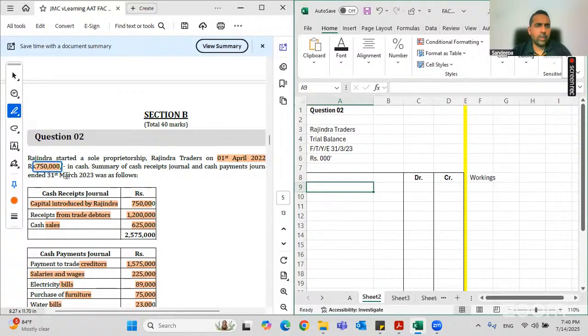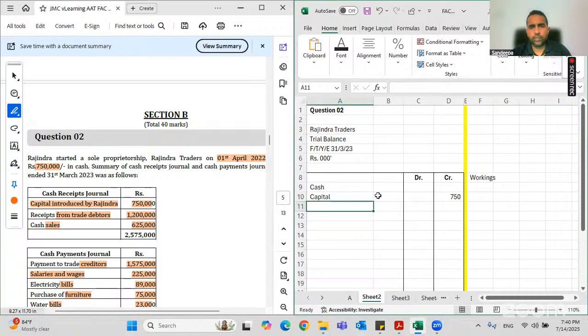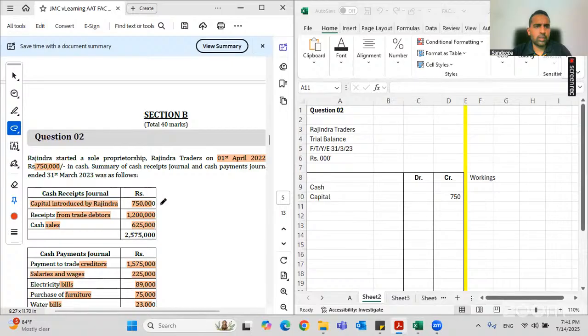First, they are saying Rajendra started the business by investing 750 cash. What is the double entry? Cash debit and capital credit. So cash, there are so many other transactions, so I'm not going to put any figure here, but capital we can credit. Capital credit 750. First transaction done. Next one, receipt from the debtor.